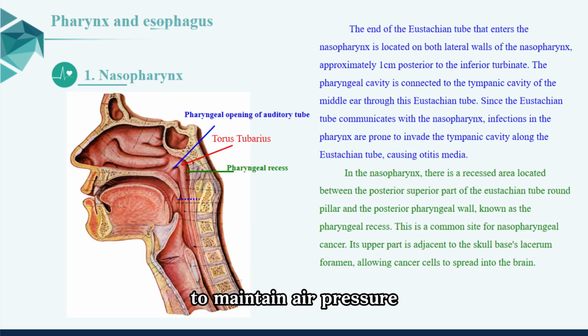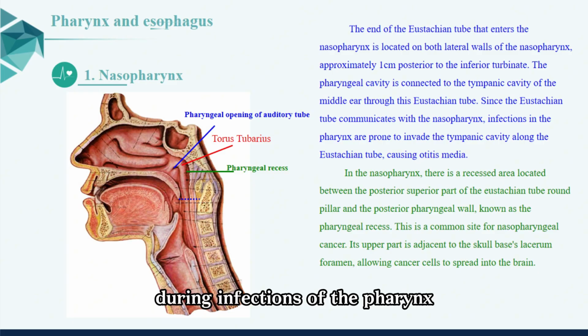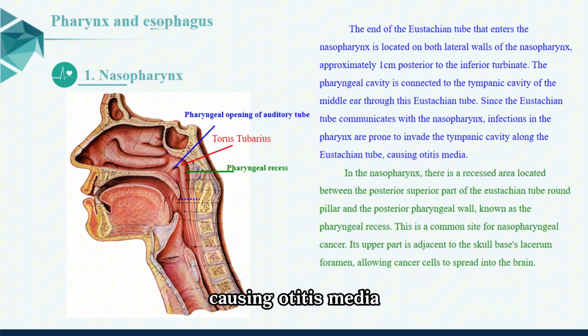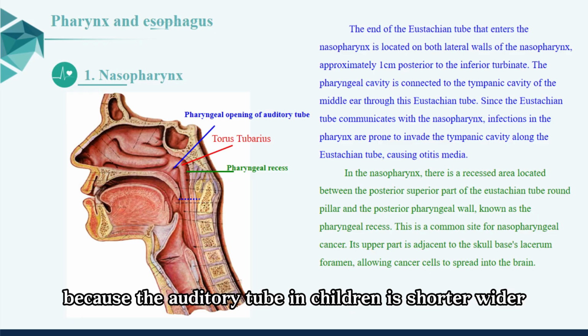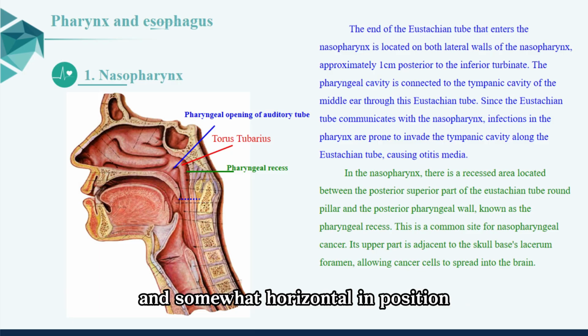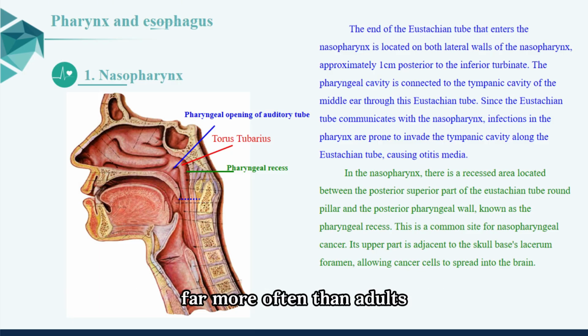To maintain air pressure balance on both sides of the tympanic membrane. During infections of the pharynx, bacteria can spread through the auditory tube to the middle ear, causing otitis media. Because the auditory tube in children is shorter, wider, and somewhat horizontal in position, children suffer from acute otitis media far more often than adults.